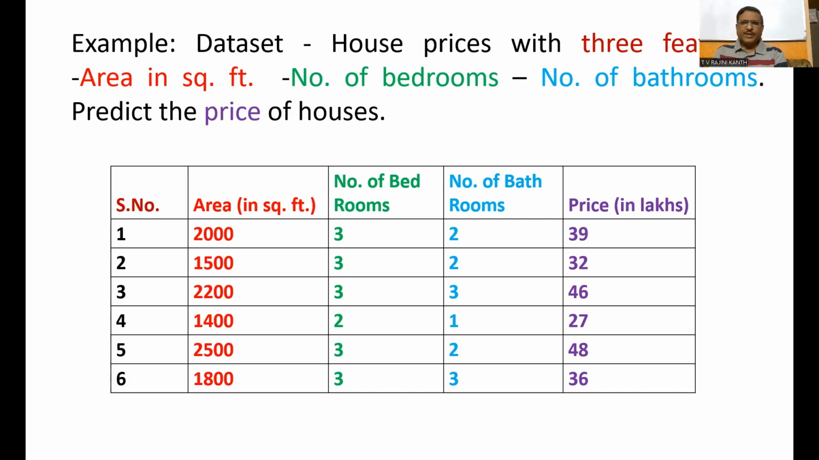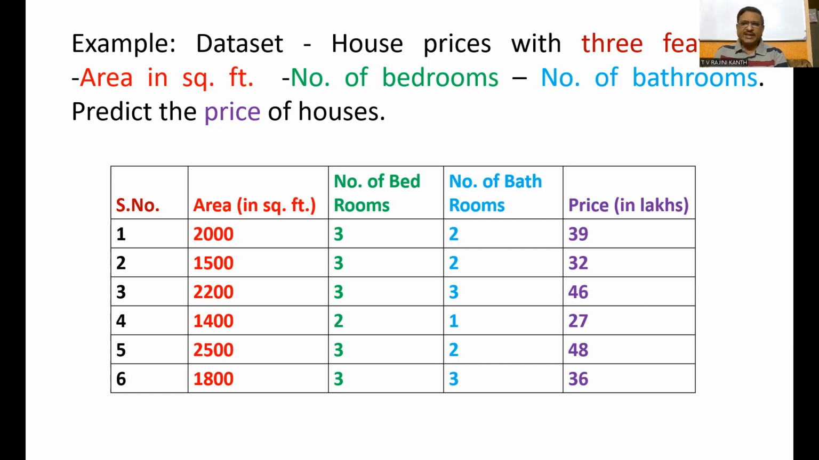One more parameter we can consider is location, because location also plays a major role in predicting the price. But here we restricted to three attributes or three features: area, number of bedrooms, and number of bathrooms. Based on that, we are going to predict the price.